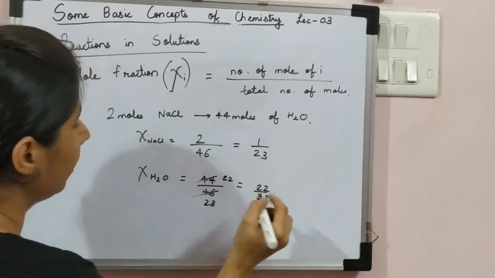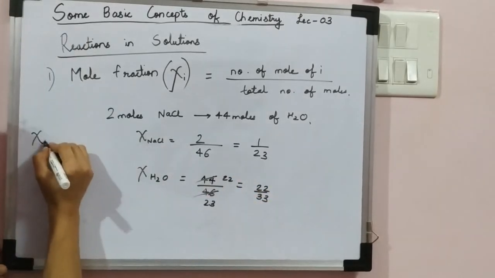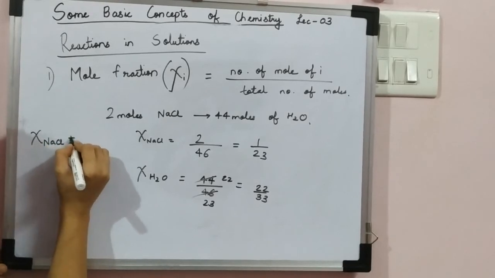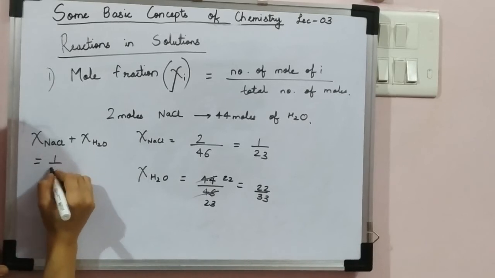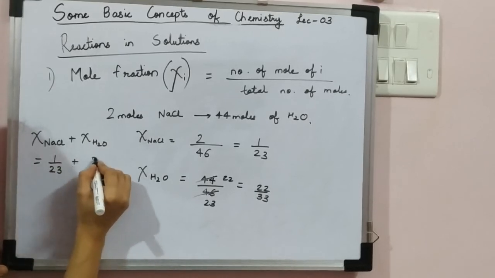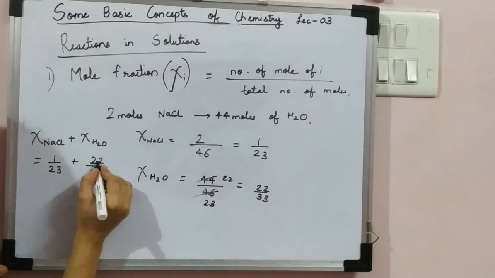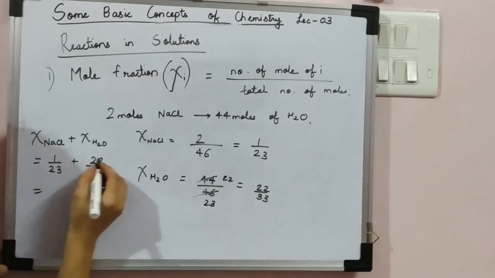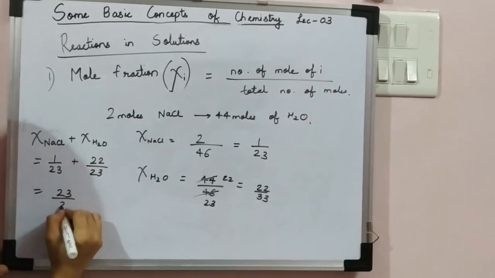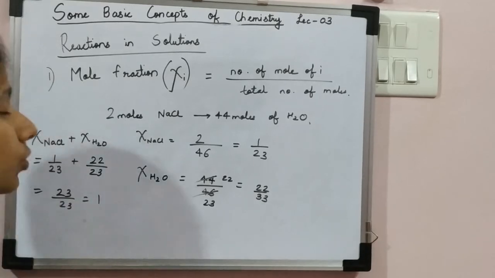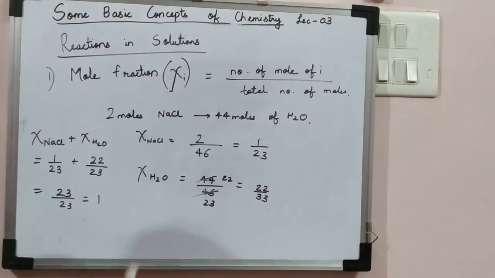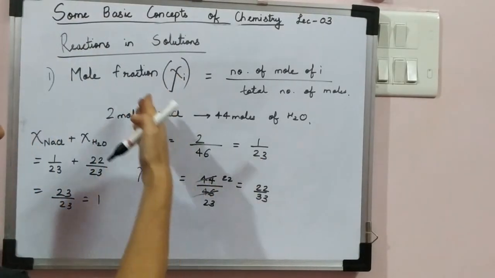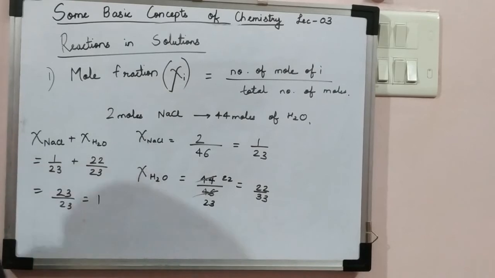Okay. Now if you add both the mole fractions, chi of NaCl plus chi of water, what would this be equal to? 1 upon 23 plus 22 upon 23. The denominator is equal, so 22 plus 1 becomes 23 upon 23, which is equal to 1. So the total addition of mole fractions becomes unity, right? That is why individual mole fractions are actually fractions. Okay, so this is how we calculate mole fraction.